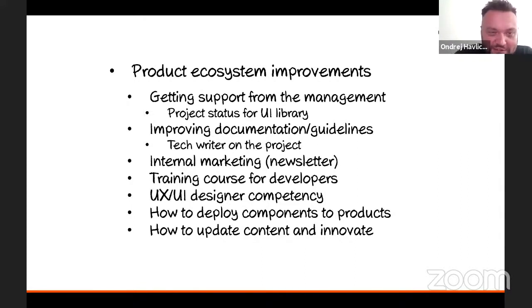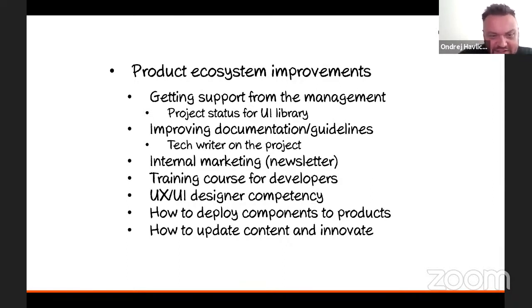So we promote the idea, we present it to the company, to the management, we present the benefits, we talk with the, I don't know, UI architects, and we try to improve the status of this project basically every day. We also are adding content, and we are improving guidelines. We're moving from small parts to larger patterns.